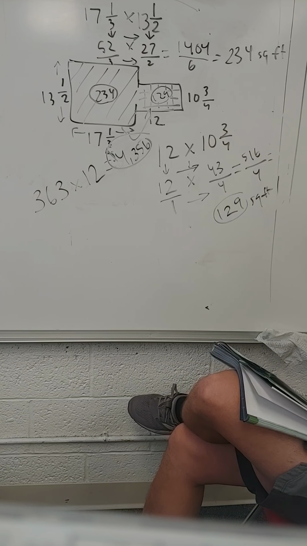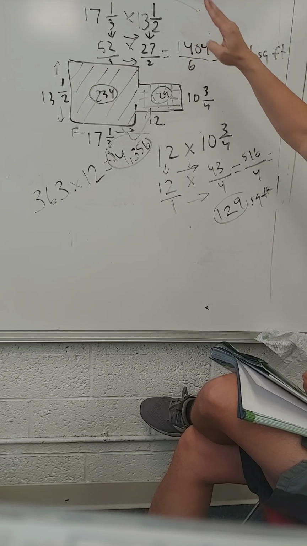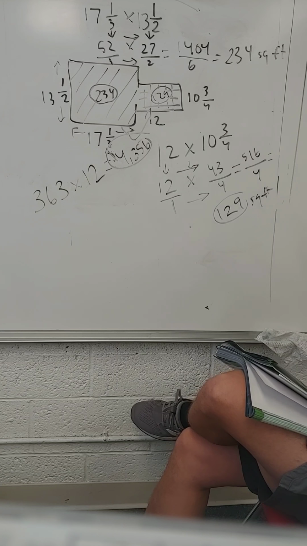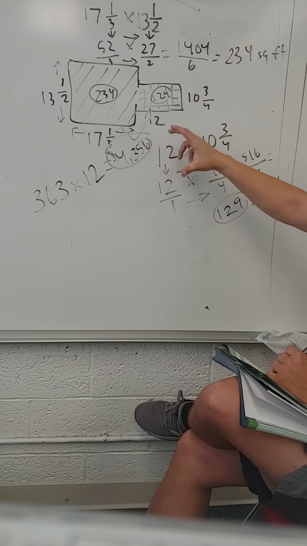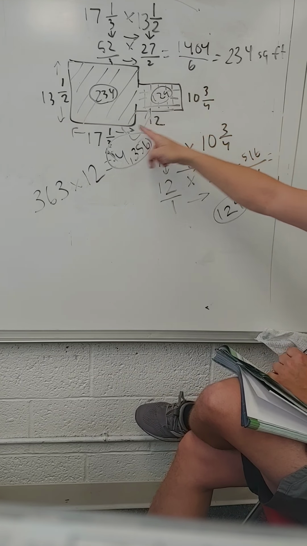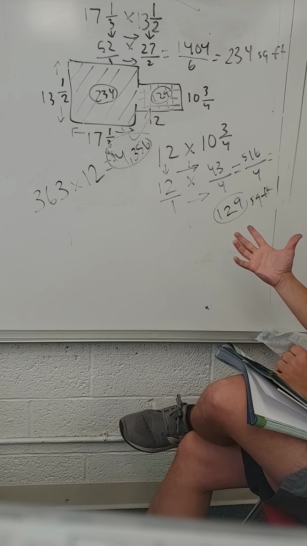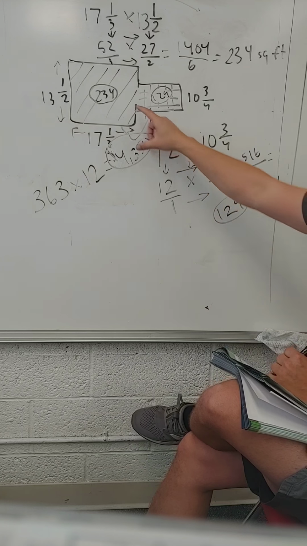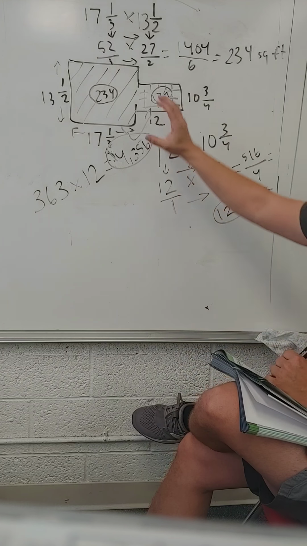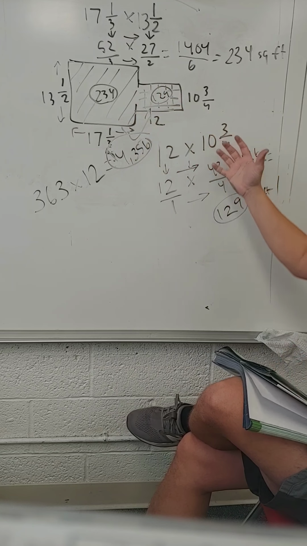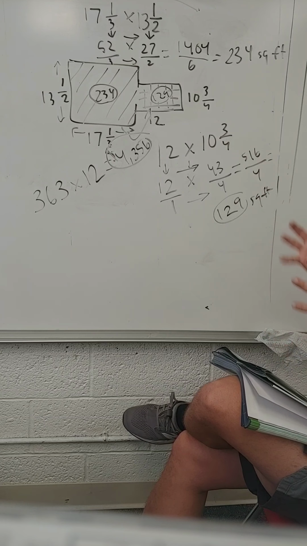Remember, guys, key points. Always want to turn mixed to improper. If it's a whole number, put it over 1. Remember, area is always going to be length times width. How wide is it? How tall is it? Those are the numbers you're multiplying. If it's a combined shape like this, we're going to break it up into the separate spaces and find the area of each, then add them together to see the square foot.